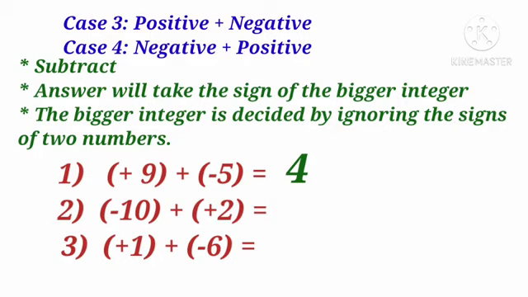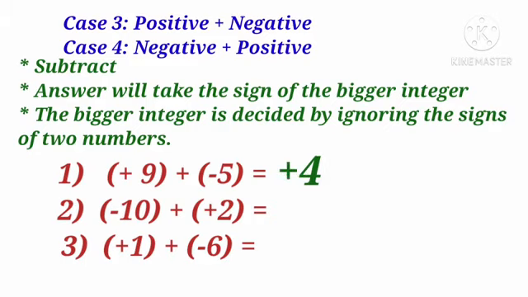Here, the first integer is plus 9. If we ignore the sign of plus 9, we get 9. The second integer is minus 5. If we avoid the sign, we get 5. Avoiding the sign, which number is larger? Yes, 9 is larger. What is its sign? It is plus. So, answer takes plus sign. So, answer is plus 4.